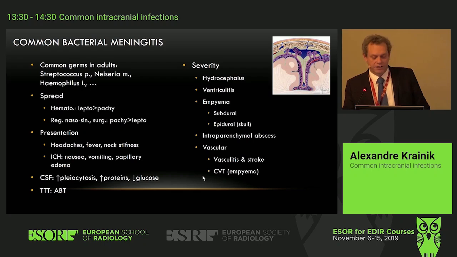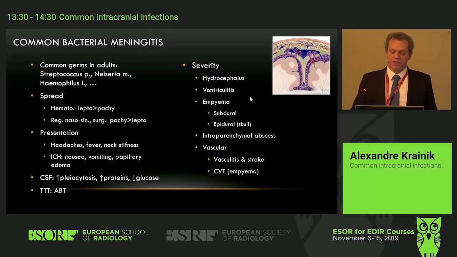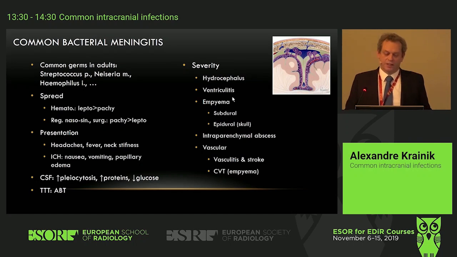The severity of this disease relies mainly on the hydrocephalus, the occurrence of ventriculitis, empyema, and intraparenchymal abscess. Sometimes you may have some vascular complication. To make this point very clear, we just have to remember the organization of the meninges in the brain.